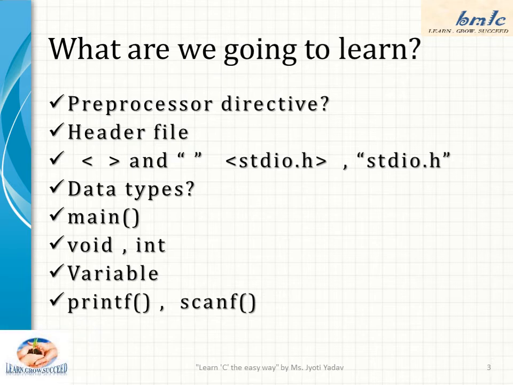So what all we are going to learn here is, one, what is preprocessor directive, then what do you mean by a header file, then what is the difference between angle brackets and double quotes. Normally we write stdio.h in angle brackets. Now what if I write it in double quotes? Would it be right or wrong? Okay. Then what is data type? What do you mean by main? What is void int? What is a variable? What is printf? And what is scanf?